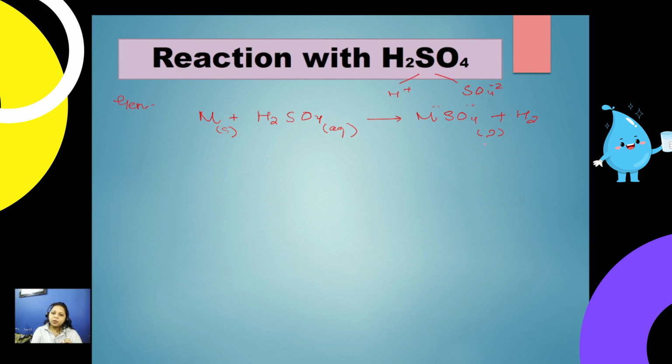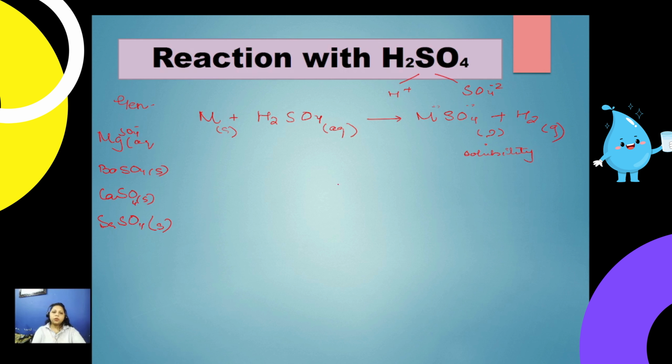It depends upon the solubility. Like if you talk about magnesium, that is soluble. So for magnesium sulfate you are going to write aqueous. For barium sulfate it is not soluble, you write S. For calcium sulfate same, you write S. And for strontium sulfate you are going to write S. So here you need to remember the solubility rule.